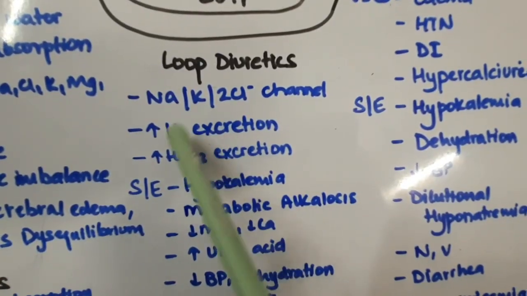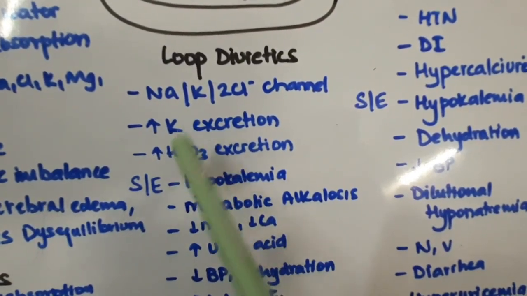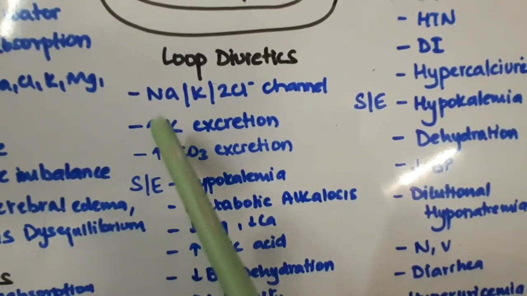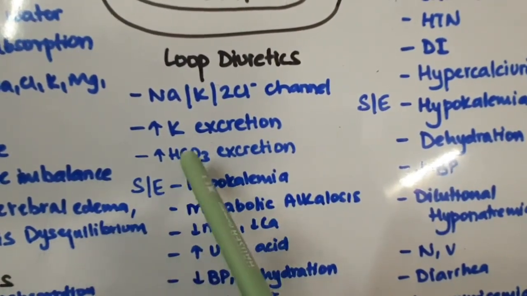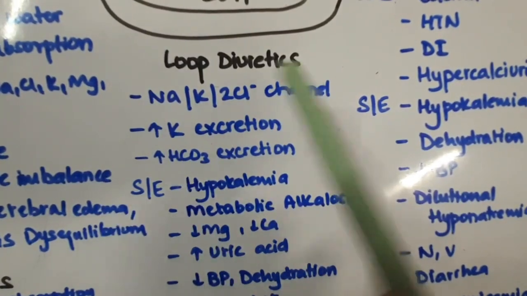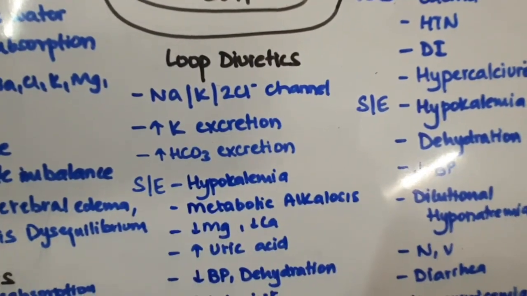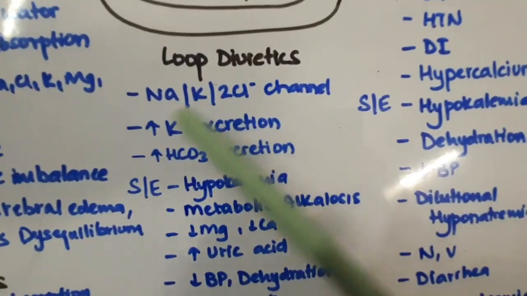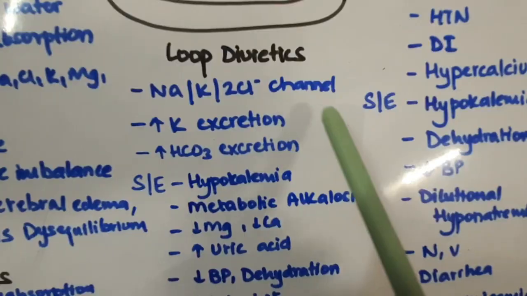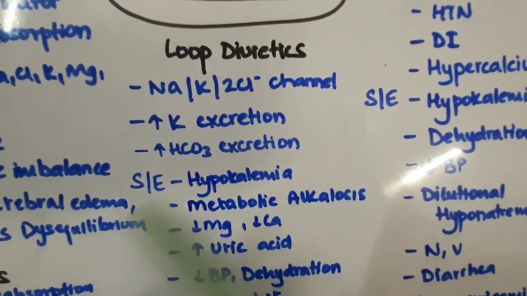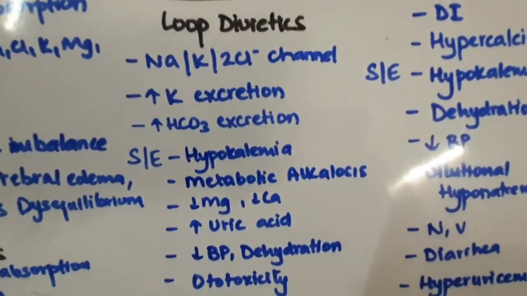So they will cause an increased potassium excretion also, and an increased bicarbonate excretion also. So sodium is excreted, chloride is excreted, potassium is excreted, bicarbonate is excreted. When all these ions are excreted in the urine, the water is also not reabsorbed along with them. So that will cause a net water loss also, and hence reduction of the blood pressure.